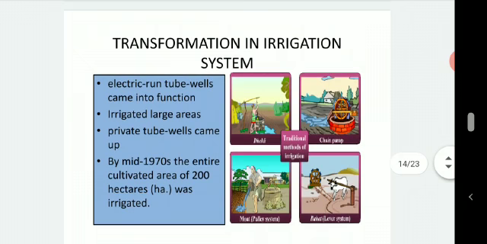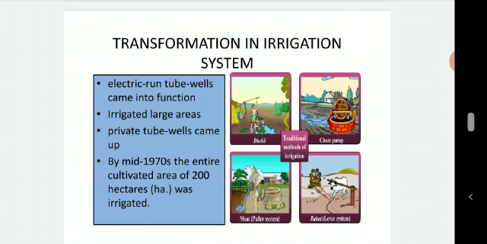Now the question arises, how is growing 2 to 3 crops in a year possible? The answer is very simple: the farmers are not dependent on the rain, on the monsoon, for irrigation. Rather, they are also not following the traditional method of farming. The slide shows that they have started using electric run tube wells, which came into function.